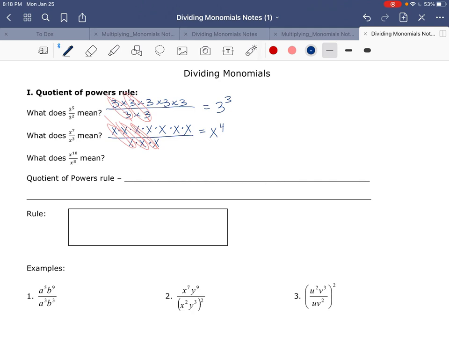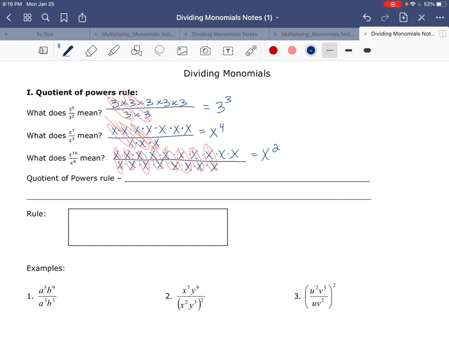And we can look at x to the 10th over x to the 8th as well. So x to the 10th would be 10 x's, all over x to the 8th, which would be 8 x's. And I can simplify my 1s. So this will simplify to 1, 1, 1. Which leaves me with x times x in the numerator, which I can rewrite as x squared.